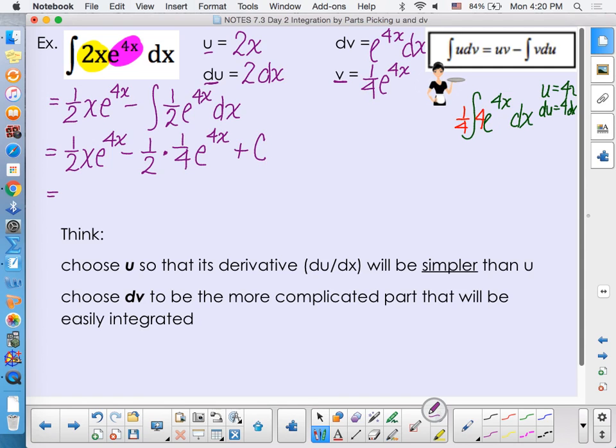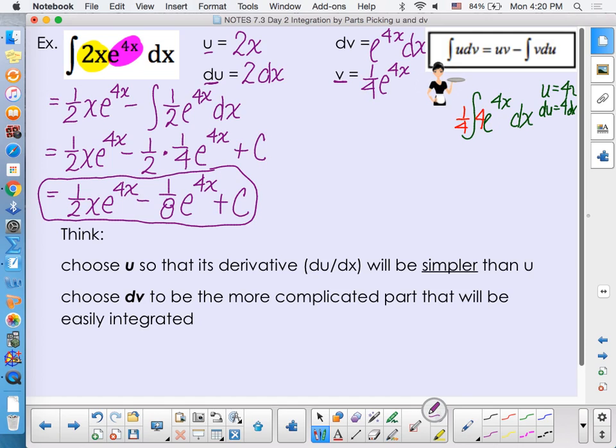So my final antiderivative value for that expression is 1/2 x e to the 4x minus, this will become a 1/8, e to the 4x plus the constant, since there are many different functions that could have had a different constant and still had that as its derivative. So when we look in there, we chose our u as 2x so that its derivative would be simpler than u itself.